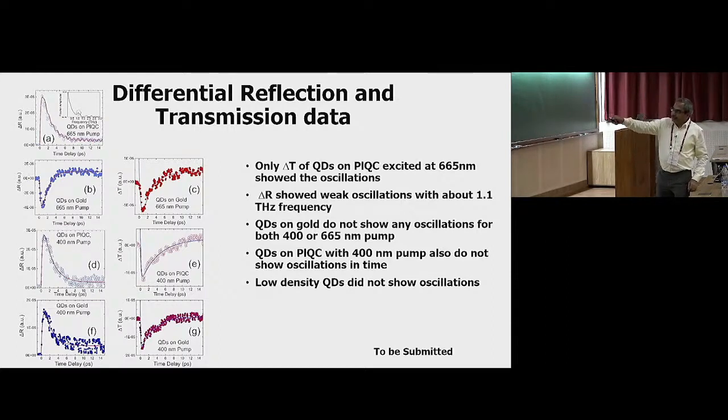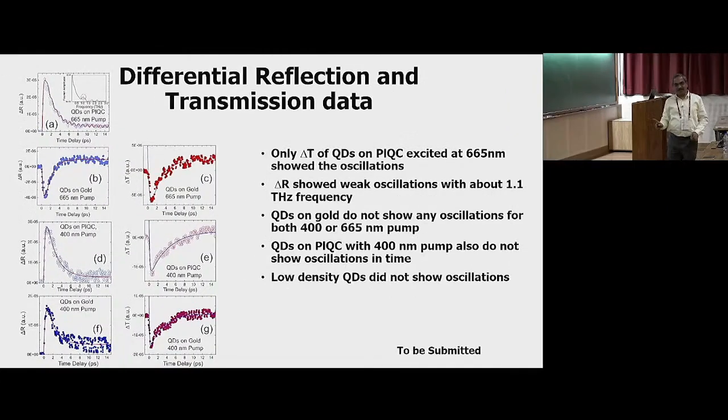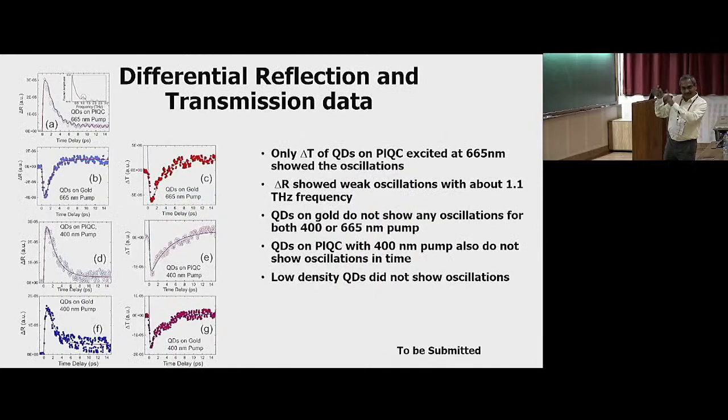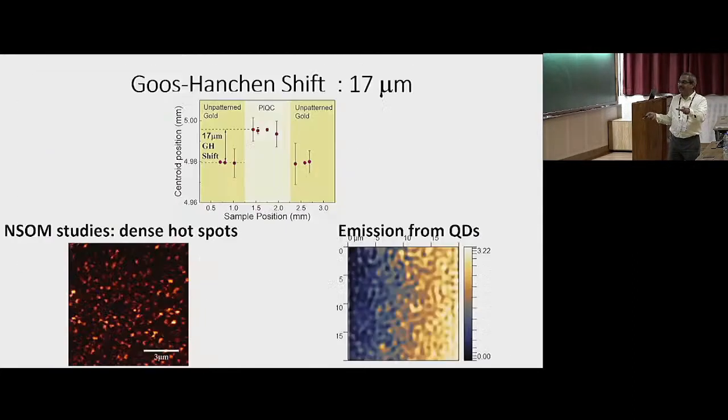The interesting thing is these oscillations are seen only on the plasmonic quasi-crystal part, not on plain gold, and they're very weak in the reflection. They're seen more dominantly in the transmission, and they do not appear when the density is low. Only for high densities, of the order of 10 to the power 5, we see these oscillations. As I showed, this is the Fourier transform, and the period matches with the splitting.